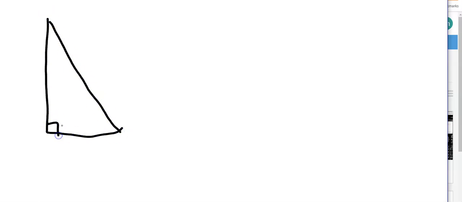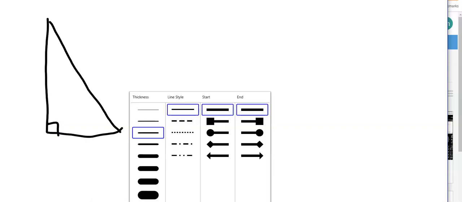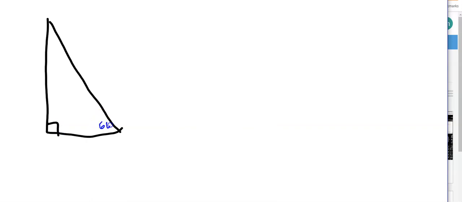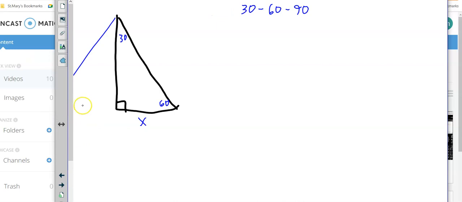Okay, there's one more type of special right triangle. Maybe you've seen it before. Looks roughly like this. And this angle is 60. This angle is 30. And this is called a really creative name, 30, 60, 90 right triangle. And so let's call this x. If this is x, it almost helps to think of this as almost like an equilateral triangle there.